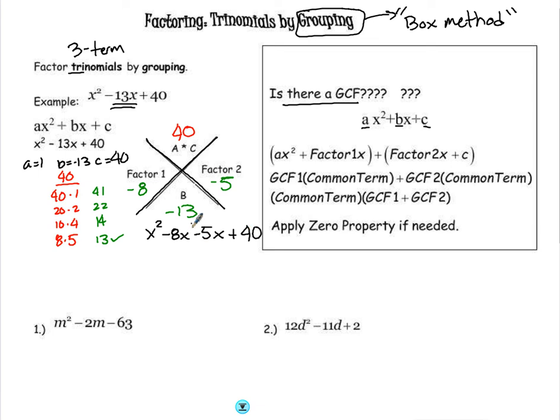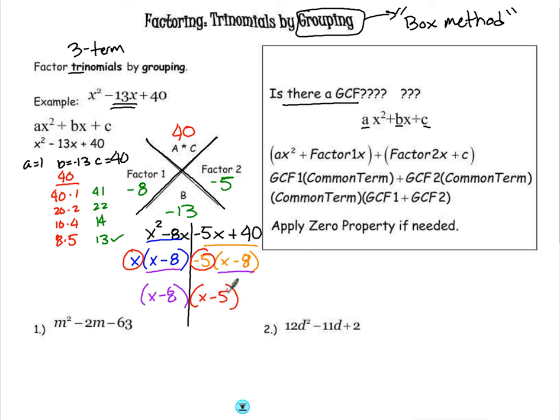Now when we factor by grouping, we cut it in half, we look for a GCF in the front, we look for a GCF in the back, and we factor those out. So I factor out an x, and I'm left with an x minus 8. I factor out a negative 5, and I'm left with an x minus 8, and that's promising because my parentheses are the same. And since both these parentheses are x minus 8, that's one of my factors, and my other factor would be the remaining piece, x minus 5.